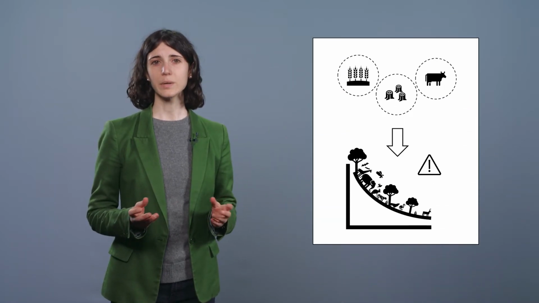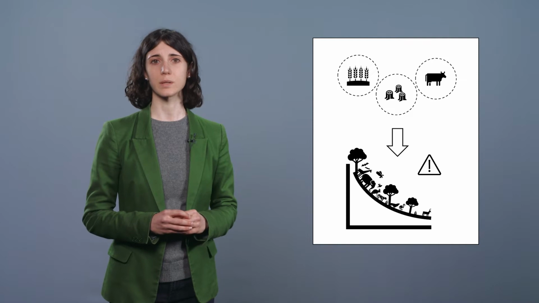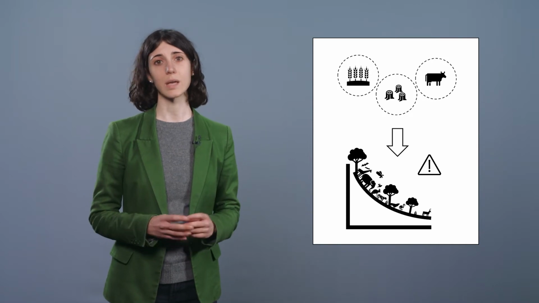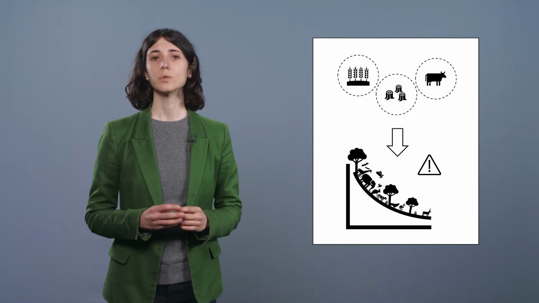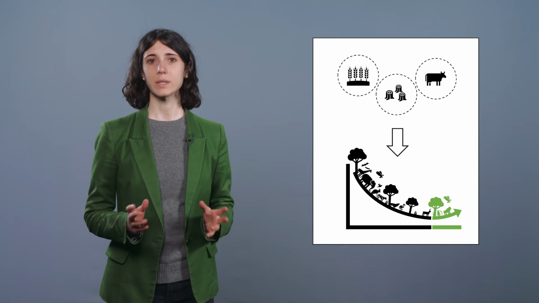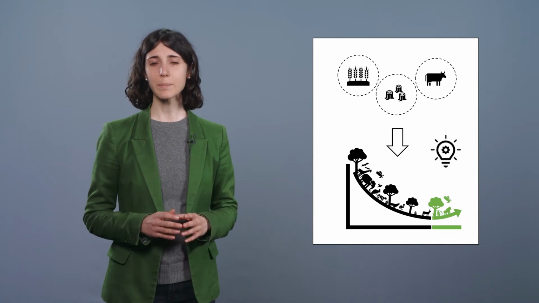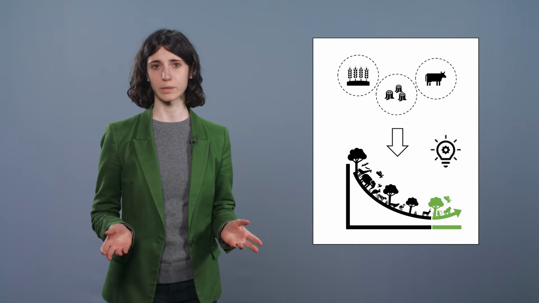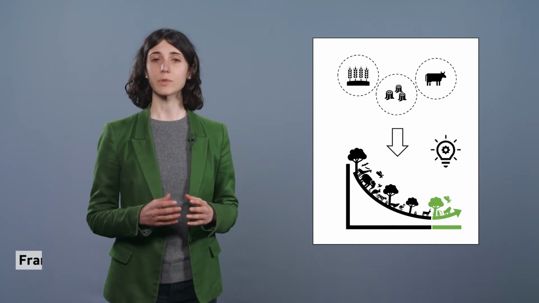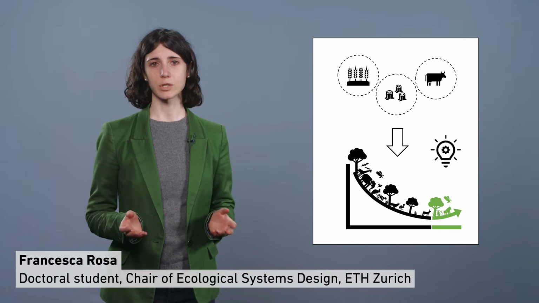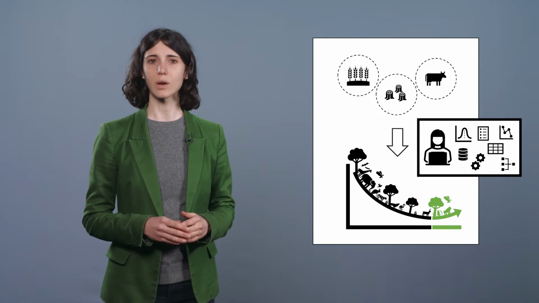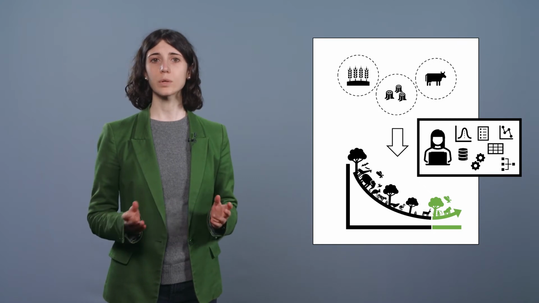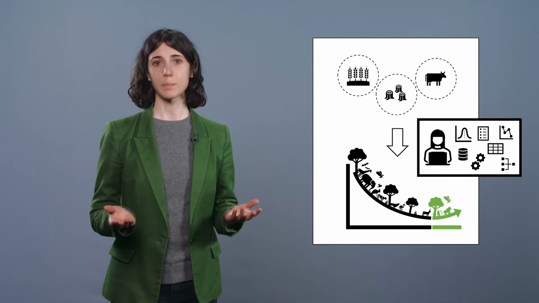Like the Malayan tapir, many other species are in danger of extinction for similar reasons, and as a result, global biodiversity is decreasing. To halt this decrease, we first need a reliable tool to quantify the impacts of land use on global biodiversity. My name is Francesca Rosa, and in my research at the Chair of Ecological System Design, I work on models to assess the biodiversity loss caused by land use and to connect our consumption to the impacts on biodiversity at the global level.